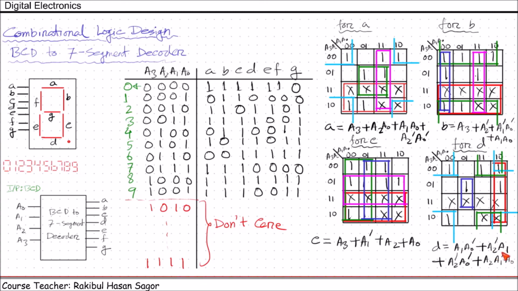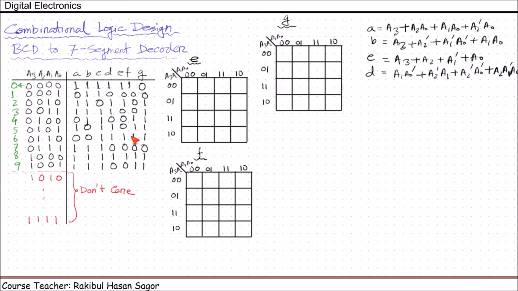Next, we will draw the Karnaugh map for the remaining 3 variables E, F, G. For E, we have ones at 0, 1, 2, 4, 5, 6, 7, 8, and here there will be don't care conditions. Again, for F, we have ones at 0, 4, 5, 6, 8, 9, and these are the don't care conditions.